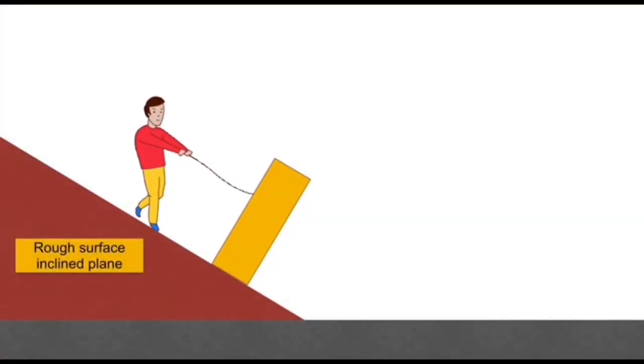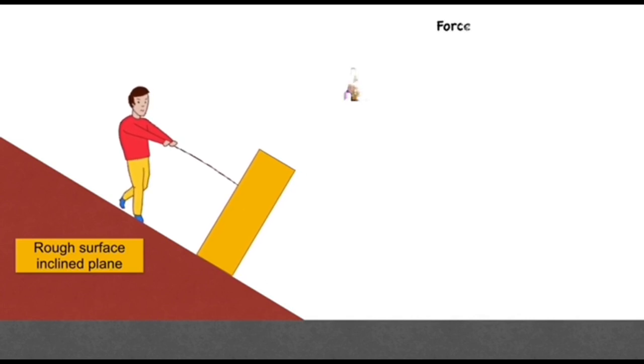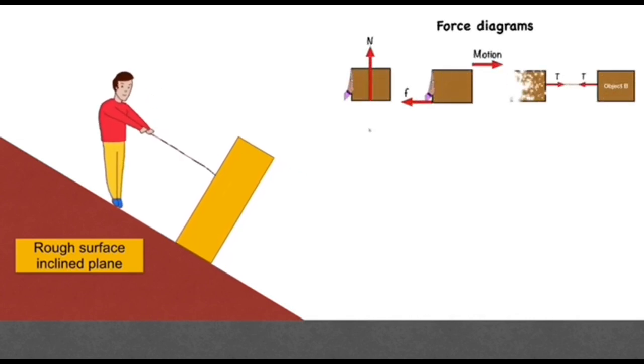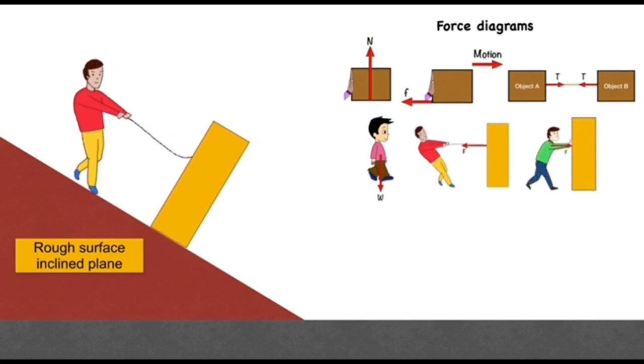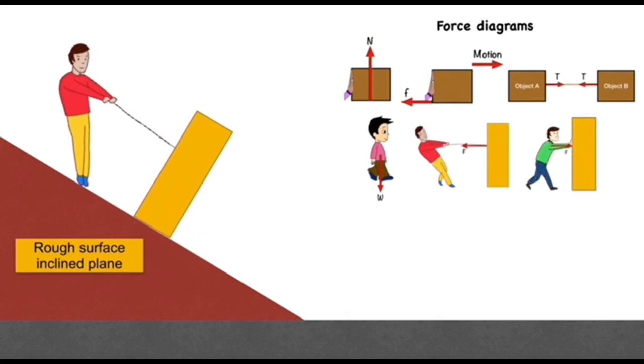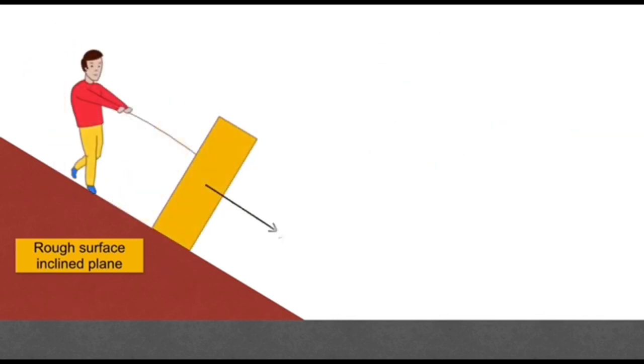Now, let us draw a free body diagram of the box moving up an inclined plane. In this situation, combine a few of the force diagrams and follow the four steps of drawing a free body diagram to draw the free body diagram of the box. For the inclined plane, this is the X component and this is the Y component.